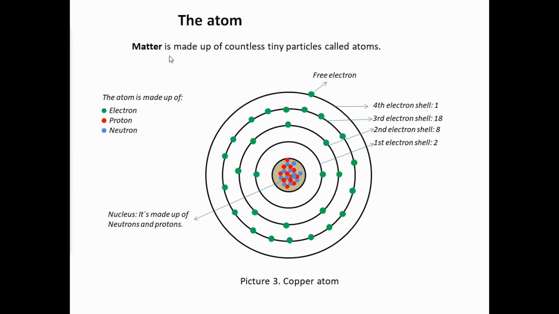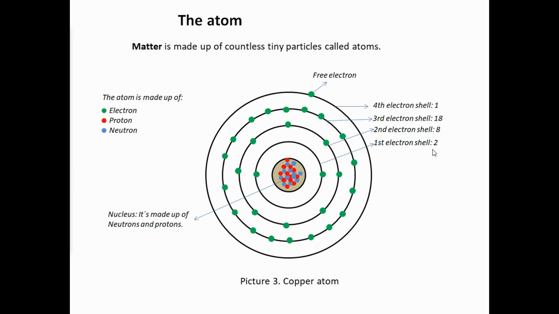We all know that matter is made up of countless tiny particles called atoms. And atoms are made up of electrons, protons, and neutrons. In picture 3, we have a copper atom. In the nucleus, it has neutrons and protons, and in the electron shells, it has only electrons.